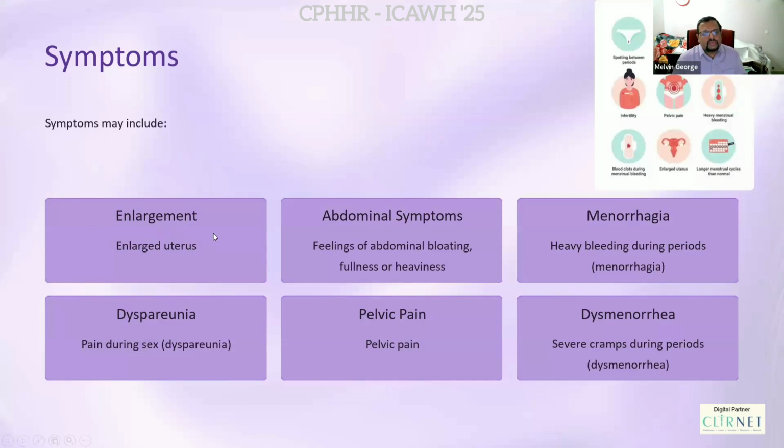People could complain of abdominal symptoms like bloating and fullness. Sometimes, when the adenomyosis is quite big, they could complain of swelling in the abdomen, though that is not very common. And menorrhagia, heavy menstrual bleeding, is the most common symptom. They could also complain of severe cramps during periods. So dysmenorrhea and menorrhagia are the two commonest symptoms that occur in patients with adenomyosis.